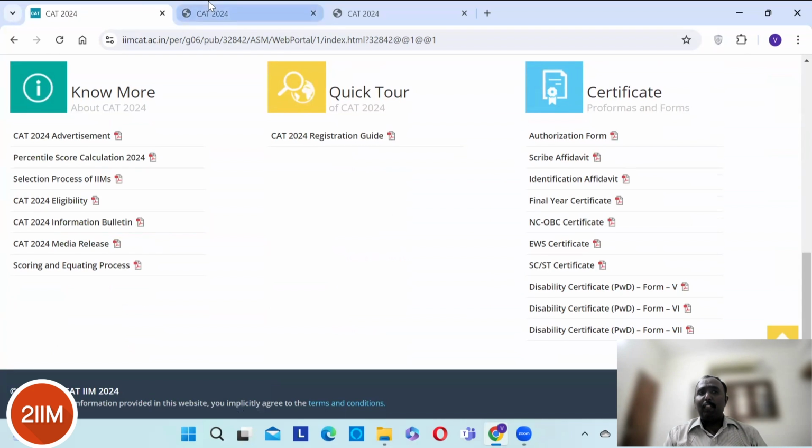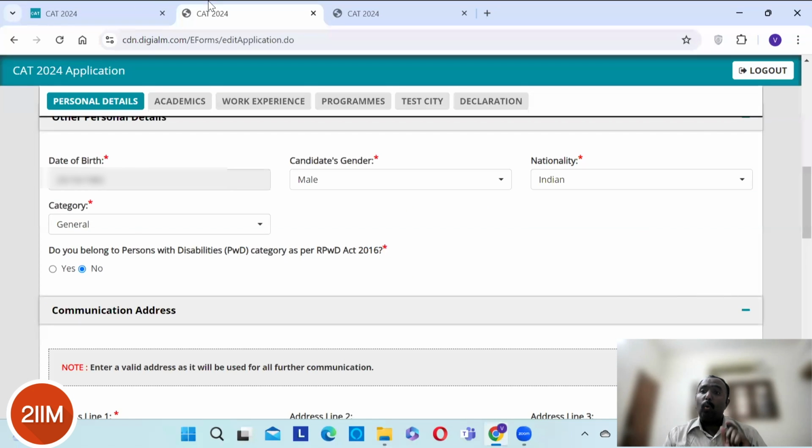If you belong to the PWD category, one third of the time will be allotted extra. So for example, you have 2 hours of exam, 40 minutes for every section. So 13.33 minutes would be given as extra in each and every section for you. That means you will be writing the exam for 2 hours 40 minutes. So that is what happens in the PWD.